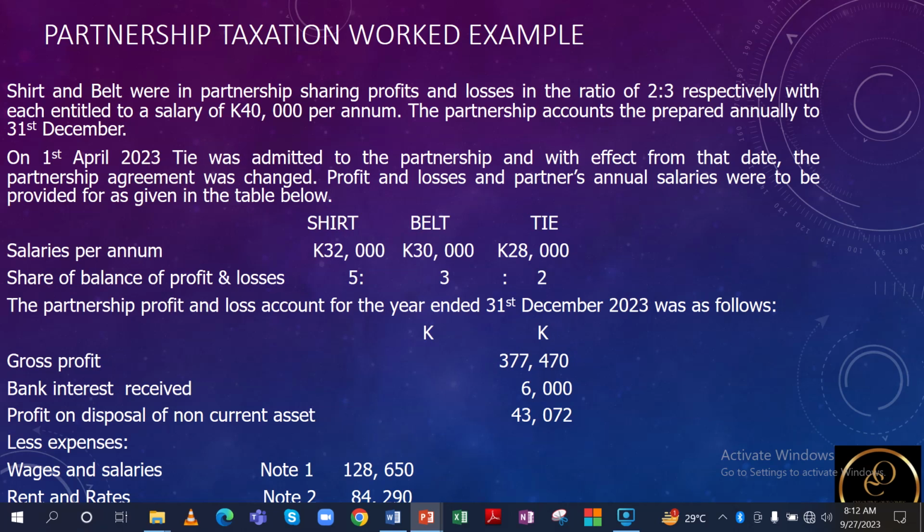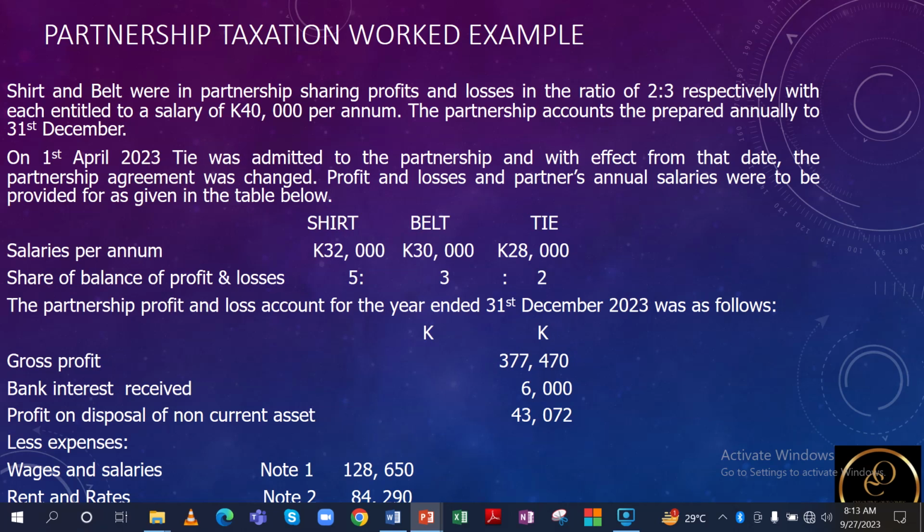So we are given the income statement where there is a gross profit of 377,470, bank interest received 6,000 kwacha, profit on disposal of non-current asset 43,072. Then the expenses were wages and salaries, and take note that there are notes provided. Wages and salaries, there is note 1. We're going to look at how we use those notes. That is for the figure of 128,650 for wages and salaries.